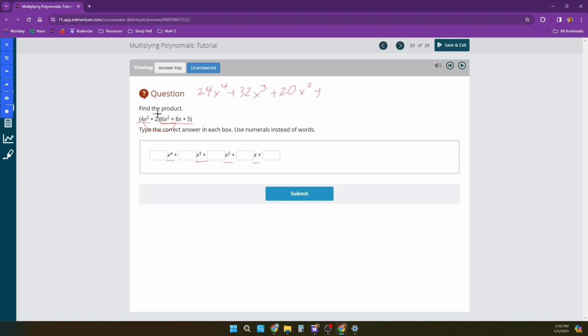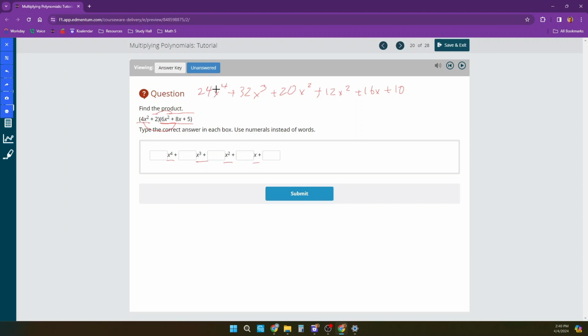Next, I'm going to take my second term, do the same thing, multiply it into our second polynomial. 2 times 6x squared is going to be 12x squared. 2 times 8x is going to be 16x. And then 2 times 5 is just going to be our 10. I'm guessing that this is going to be our constant here, but let's see.